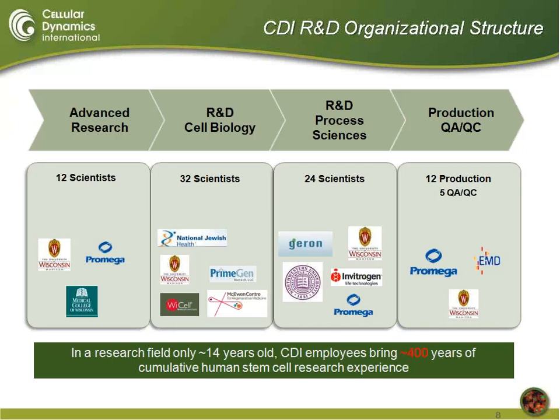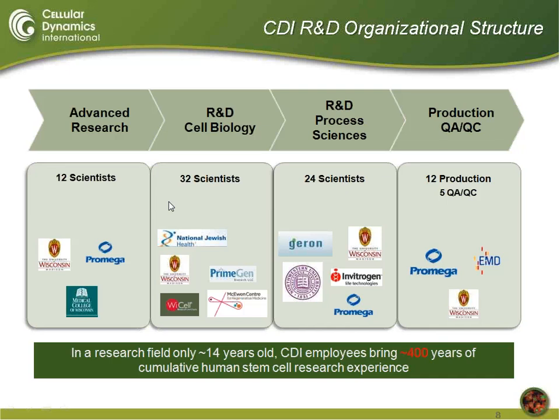A little layout of how the R&D structure at CDI is organized. As we said a few slides ago, we have about 80 or so scientists, and of them we have a dedicated production staff, as well as a dedicated QA and QC staff, and that's really to ensure that the product you get is made exactly the same every time to the highest quality standard.